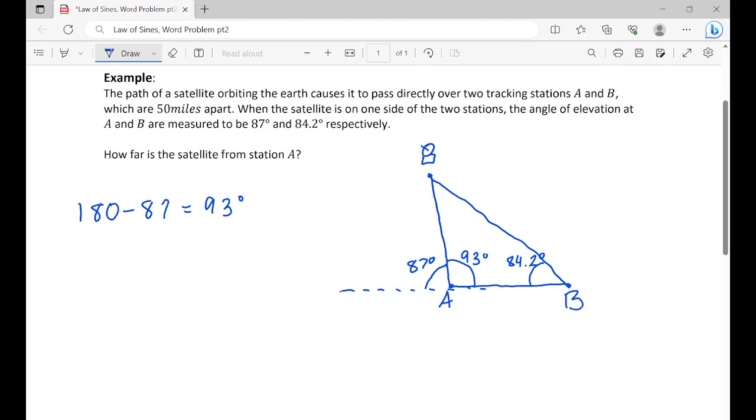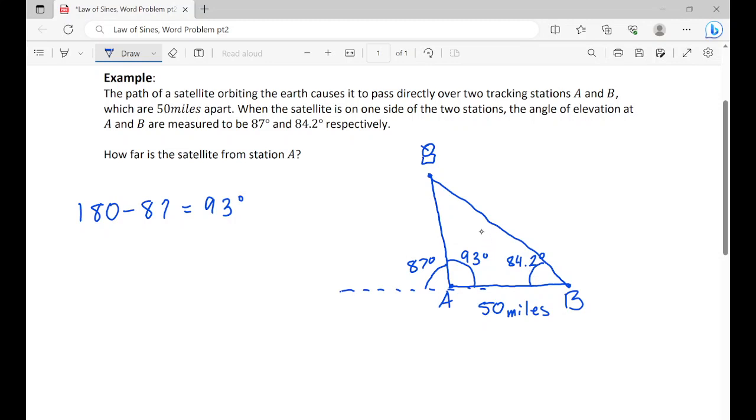Now I also know that between A and B, it's 50 miles apart. So I can say 50 miles. Now, I have these two angles here, and I have this one side. Still can't use law of sines yet, I don't have everything I need.